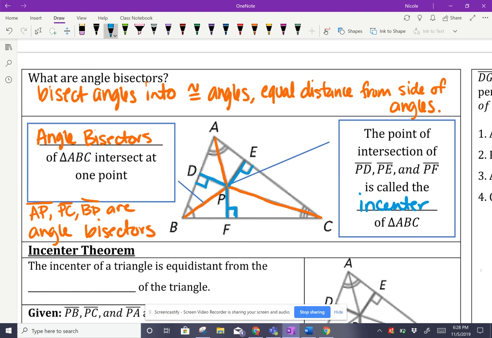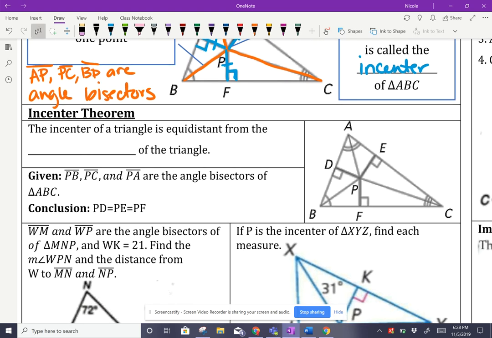So they're not giving you information. We cannot say that BF is congruent to FC. That is not something we can do. Do not do that. But we do know that they're all equal distance from the sides. So they're actually congruent to each other. So DP and PE and PF are all congruent to each other, as we're going to talk about here in the incenter theorem. So the incenter of a triangle is equidistant from the sides of the triangle. So as I said, PF, PE, and PD are all congruent to each other.